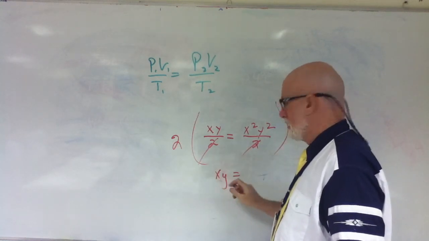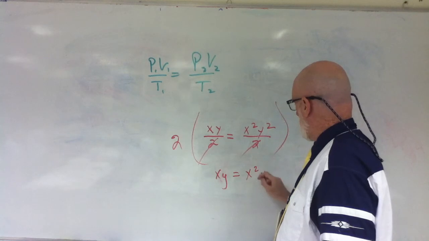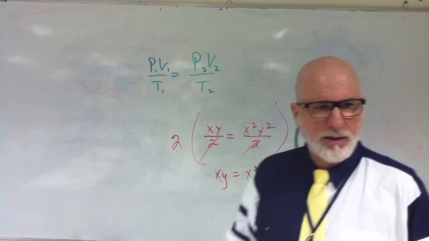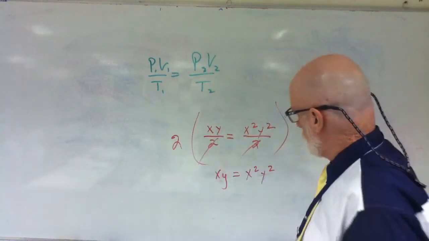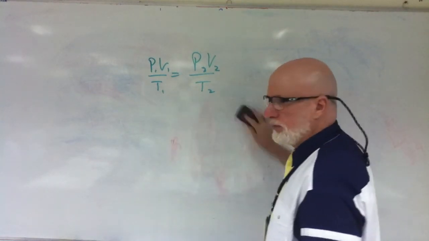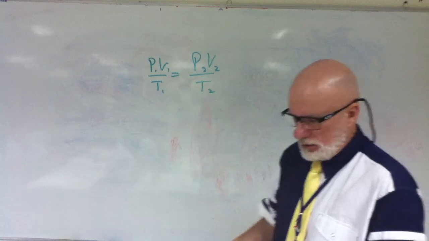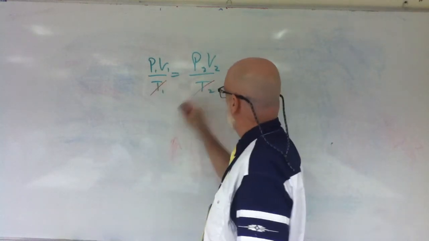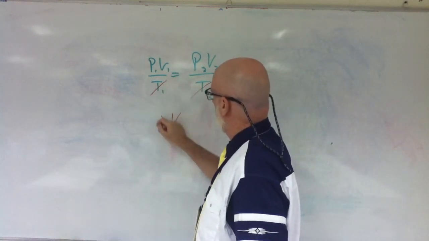xy equals x squared y squared, aren't you? Yes or no? So what you're left with, if T1 and T2 are equal, can't you cross them out? Yes. And you're left with this?